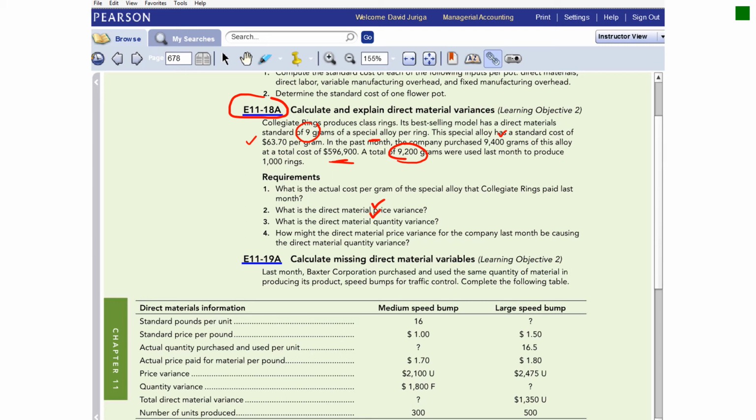And then notice the production number, which is 1,000 rings. We'll need that to get the standard quantity of input. So again, this 9 grams up here, we'll end up multiplying that by 1,000. That's going to give you the standard quantity.